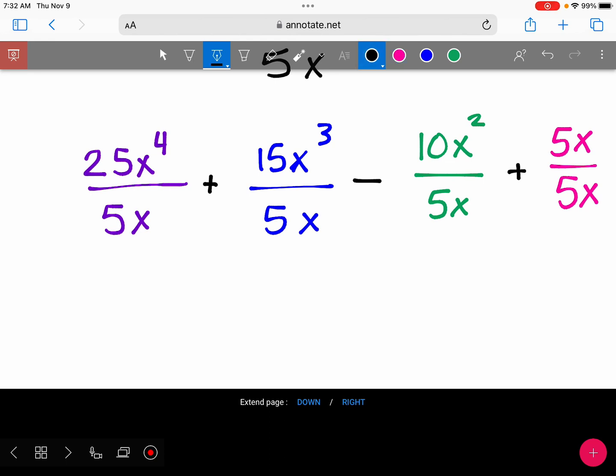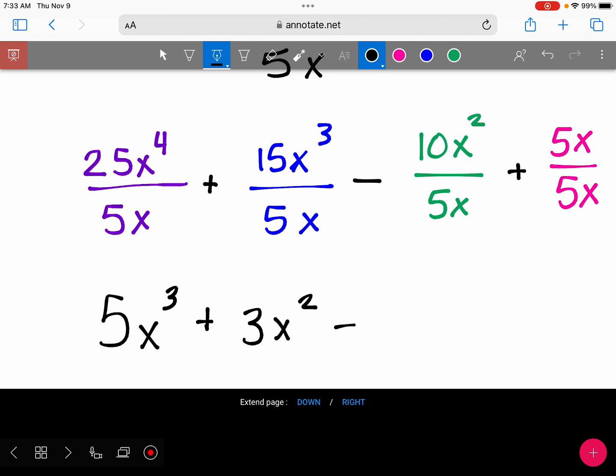So what is 25 divided by 5? 5. What is x to the 4th divided by x? X to the 3rd, or x cubed. I don't care how we say it. It means the same dang thing. Okay? So the 5's cancel out. One of my x's cancels out. How about 15 divided by 5? 3. And I have x cubed divided by x? X squared.